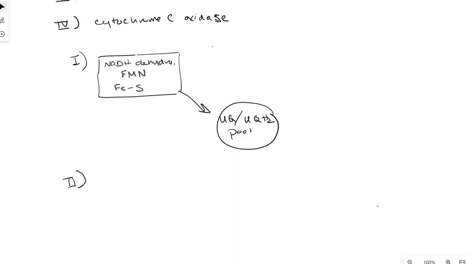Well, before we get to complex 2, let's elaborate a little bit. Both complexes 1 and 2 produce a common product, which is our reduced coenzyme Q, and our reduced one is our UQH2 because we have 2 protons associated with it. And this is the substrate for the coenzyme Q cytochrome C reductase, complex 3.